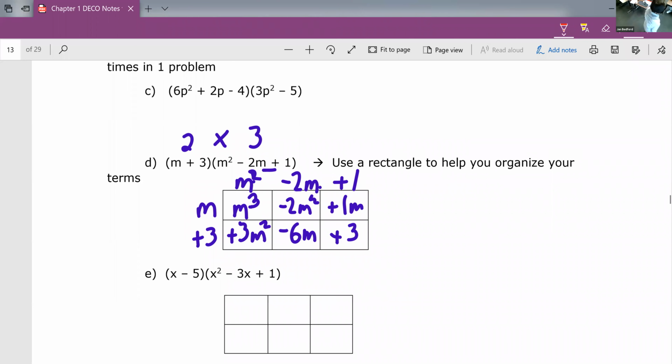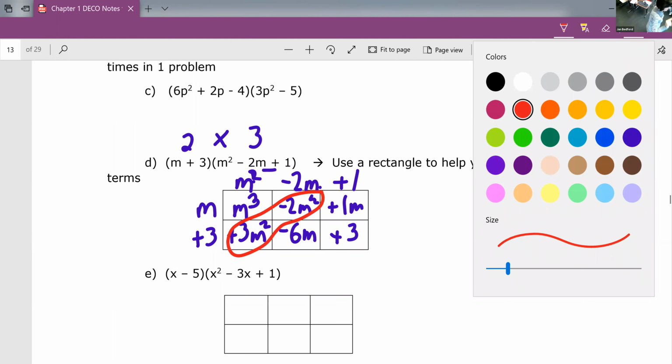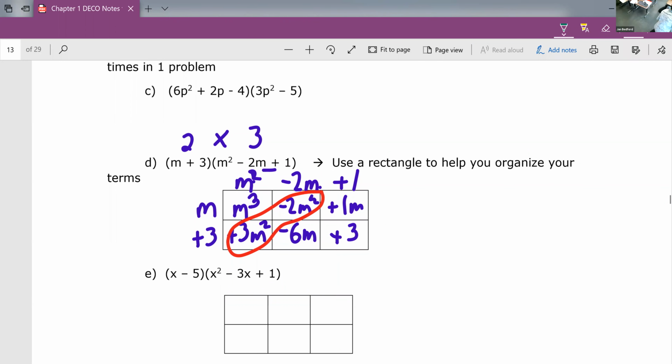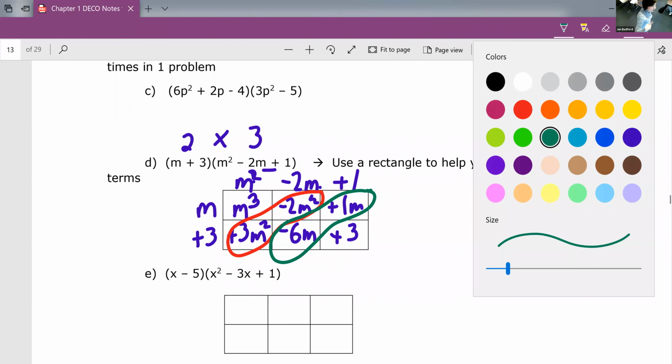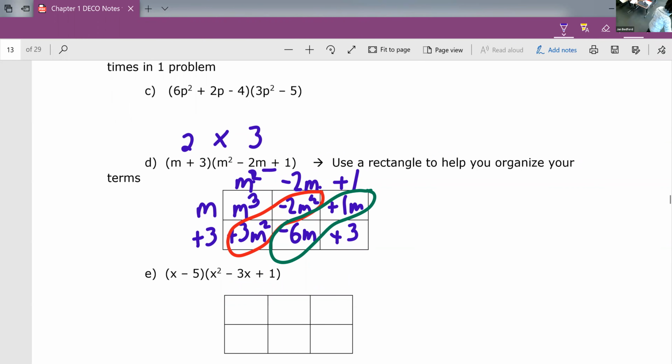Now, here's the really cool thing. By doing it this way, if I have like terms, they show up on the diagonal. Now, my m to the third, I only have 1 of those. But do you see more than 1m squared? Right here. Do you see more than 1 m? Yeah. So when I say they show up on the diagonal, it organizes things for me and makes it easier to find what I'm looking for. So all I have to do now is pull it out of the box.